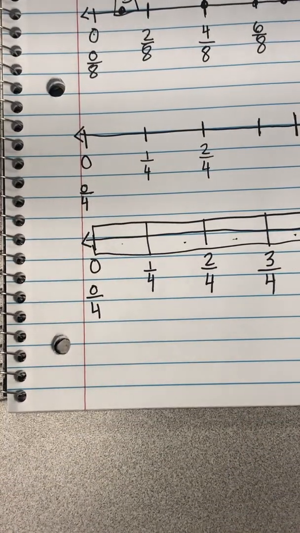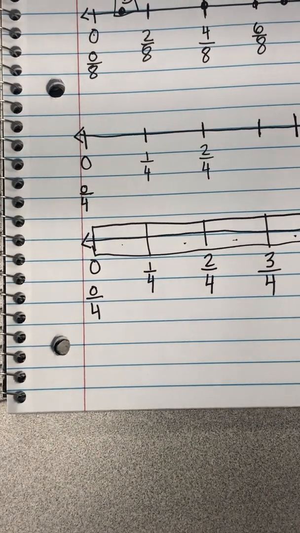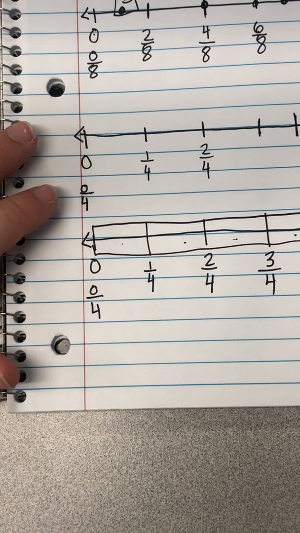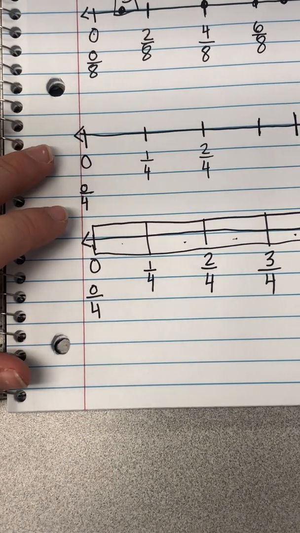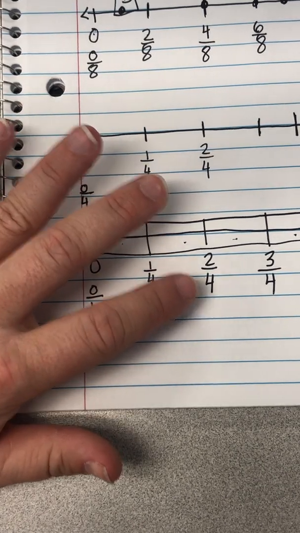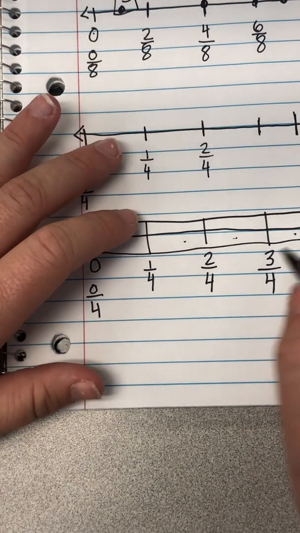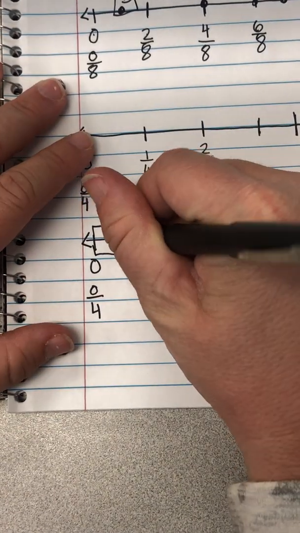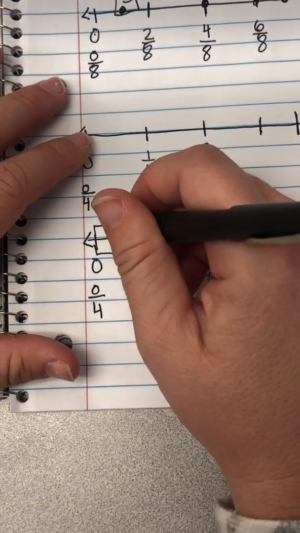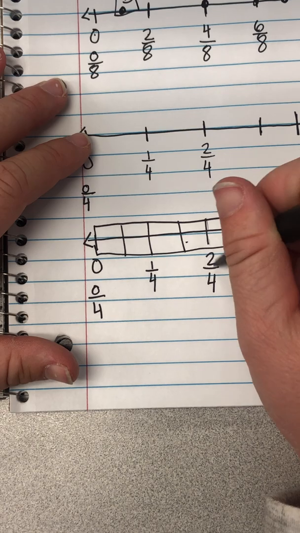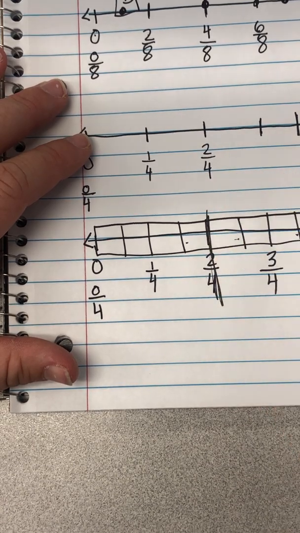So if I said show me a fraction that is equivalent to 4 eighths, well, how do I change 2/4 to be 4 eighths? You multiply it by 2. So if I break these things in half, that means there would be 8 boxes now, and that would mean that this would be the same.